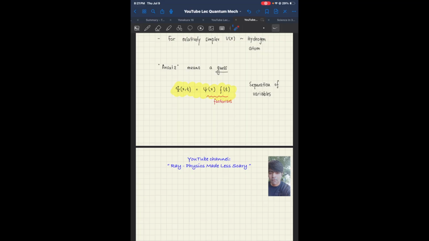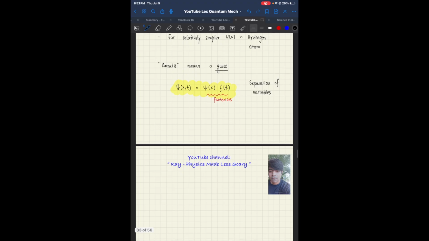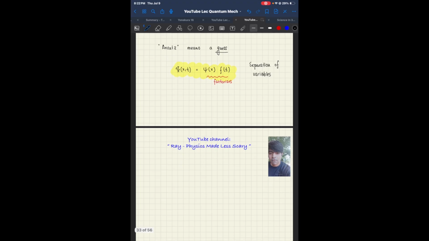Note that this is actually not true for general functions, right? This should make you uncomfortable. It is not true, for example, that any f of x and t can be written as, say, f1 of x times f2 of t, some other function. f1 and f2 are different functions, not necessarily the same. This is not true.